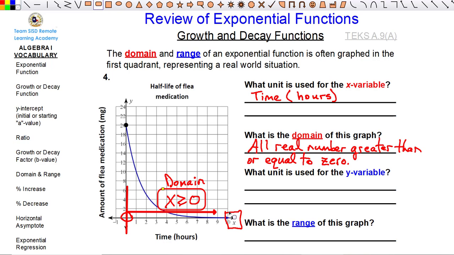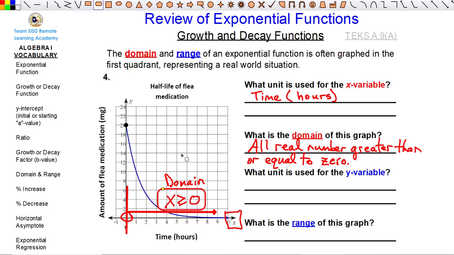Less and less with every hour that passes, but the idea is that that medication will forever be in your pet. All right, let's look at the range. Well, the range looks like it starts at 20 milligrams, right? And then it just goes down, but it never crosses 0.